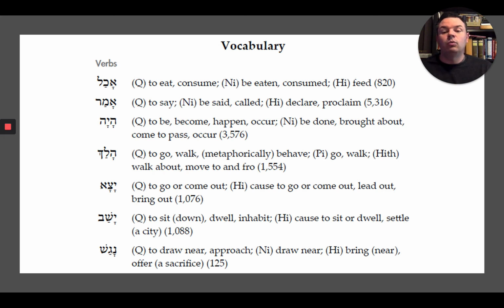Halak is to walk. This is a very common word. So look at the word counts, all of these so far. Amar, over 5,000 times. Haya, over 3,500 times. Halak, over 1,500 times. Yatsa is to go or to come out, and then to cause to go out in the hifil. Yashav, to sit or to dwell, to inhabit. Nagash is to draw near or to approach.